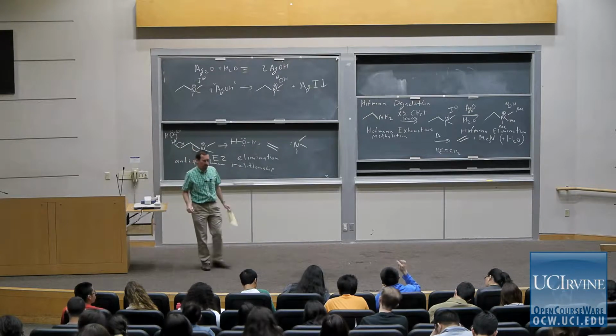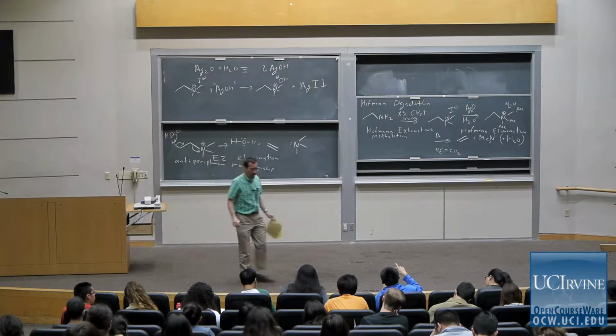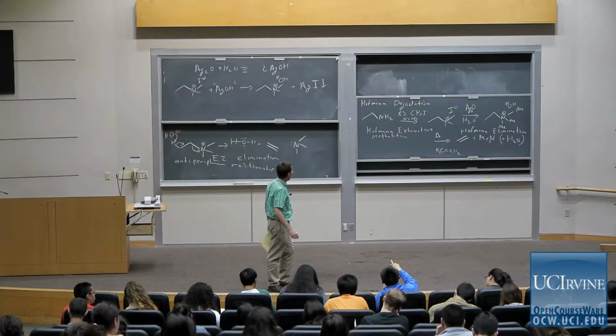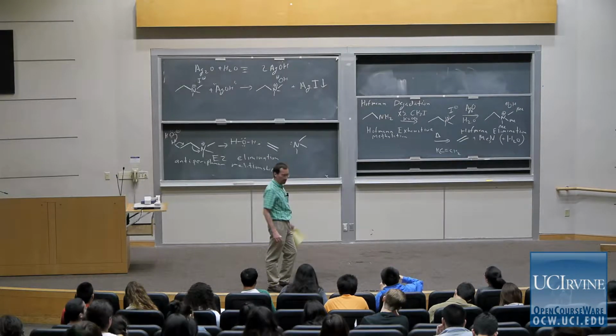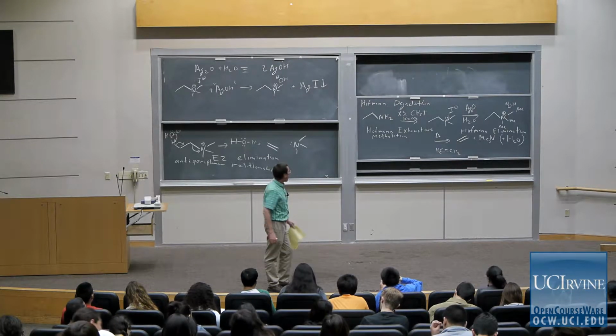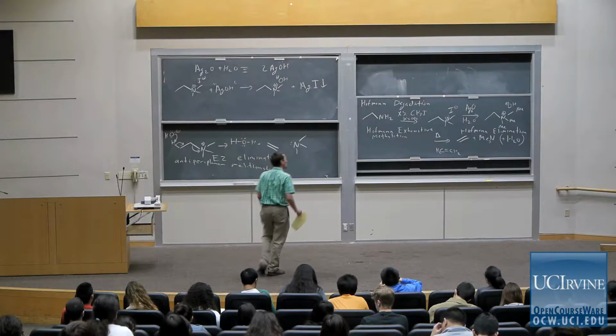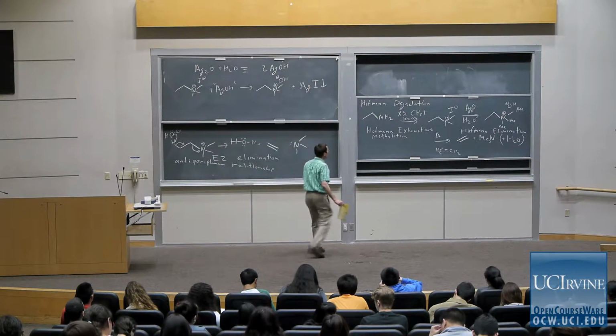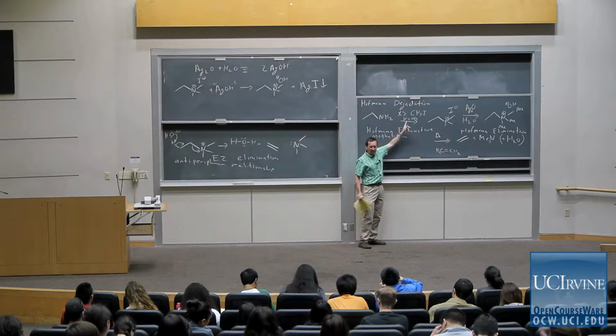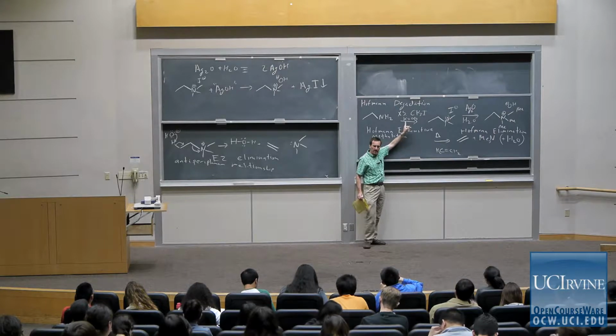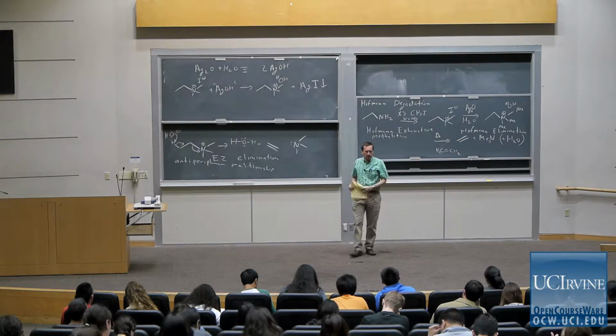Question? Yeah, for the Hofmann degradation, why couldn't we start off with NaOH and instead we use K2CO3? Why couldn't, you could use NaOH. So the question is, why do we have to use potassium carbonate here? And I think the answer is you really could.